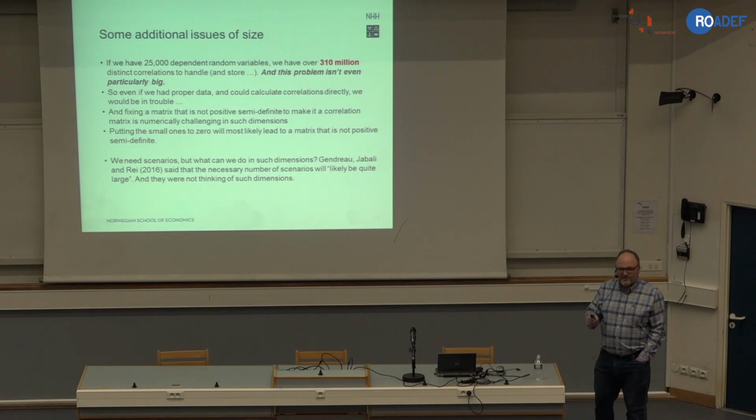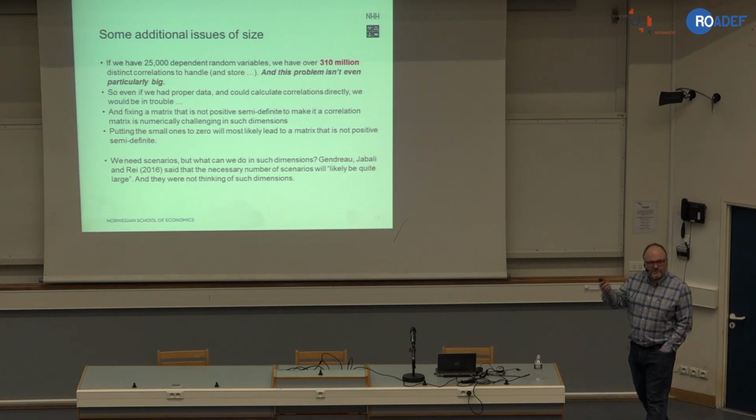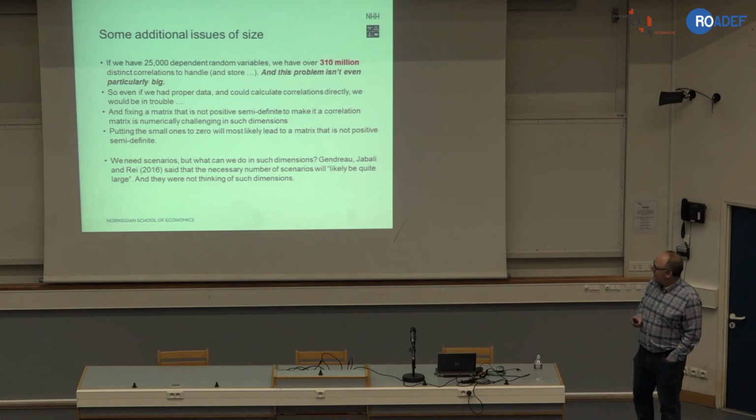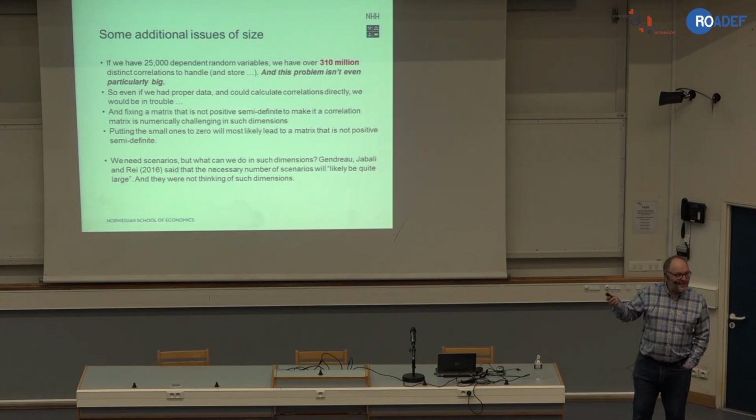So, but we need scenarios. We need discretizations for our models. So what do we do, right? And there's a nice paper with Chandro, Yabali, and Ray from 2016 that discusses many open issues in numerical routing. And one of the things they say about this type of problem is that we likely need quite a large number of scenarios. And that's basically what I'm going to try to challenge. Not because I actually think they're wrong, but because if they're right, we're in trouble, right? So I hope they're wrong.